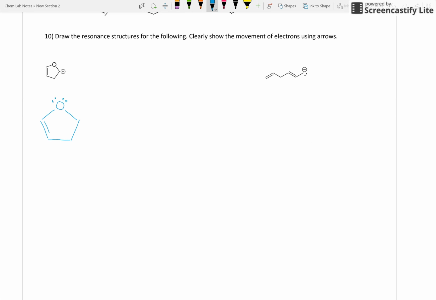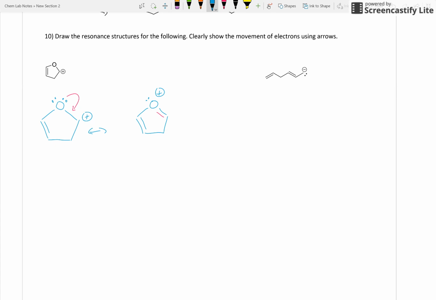So if we look at this first example here, we've got this positive charge next door to an oxygen. And so the only resonance structure we can draw here is if we take this lone pair here and drop that down into a pi bond. So then what we end up doing is making this, and don't forget our charge. And so there is the only resonance structure that we can do with this molecule.